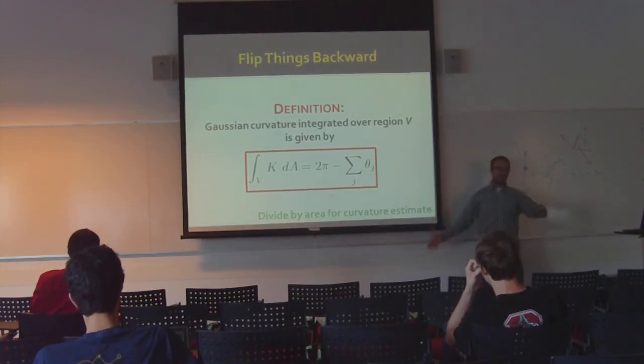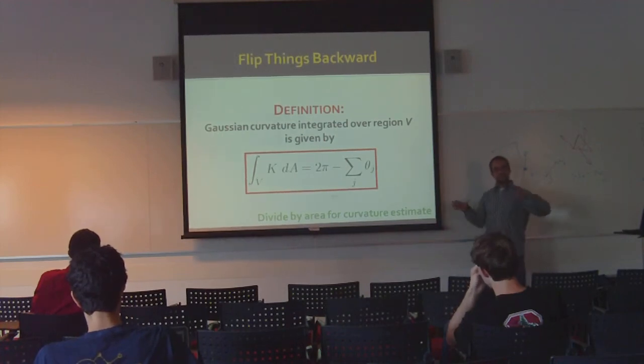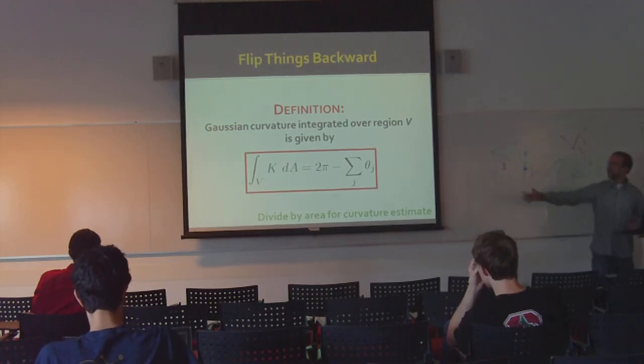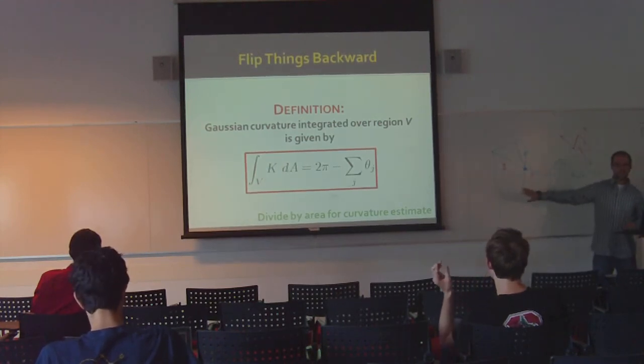Notice the game I just played with you. I started with the theoretical story. I came up with a formula that I can deal with, and now I go back and say I define my curvature to be this. And this is the story that we use a lot. And again, you can divide by the area of V for an estimate of Gaussian curvature.